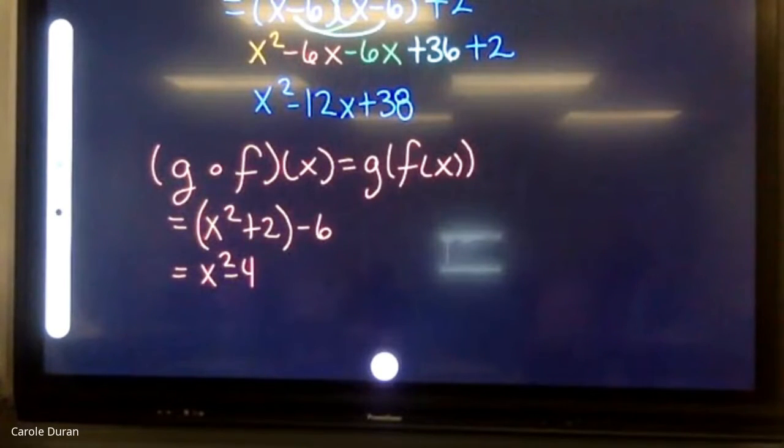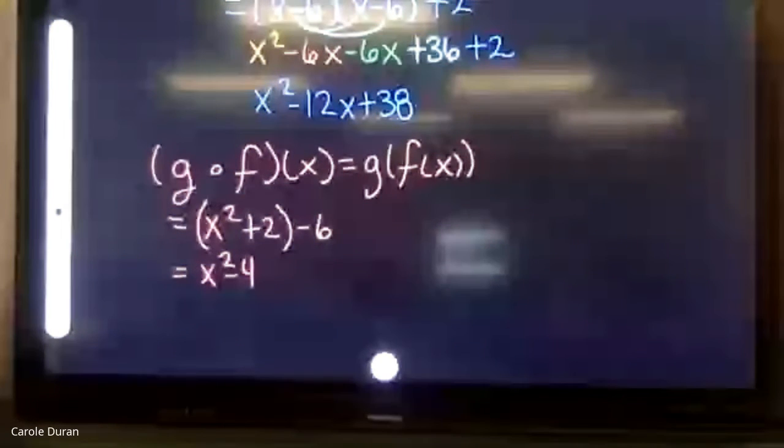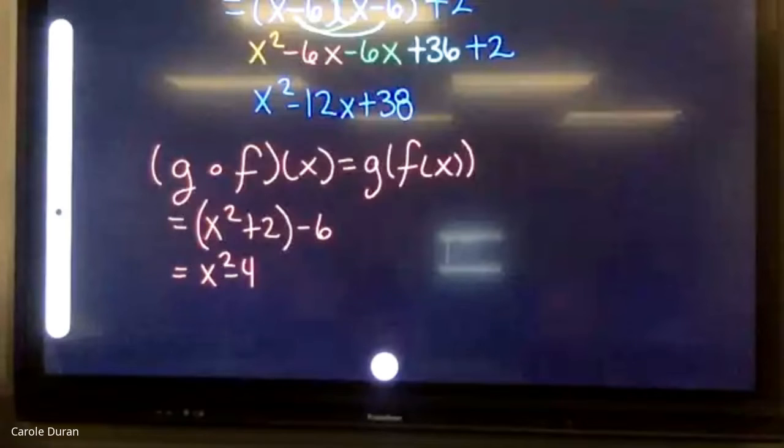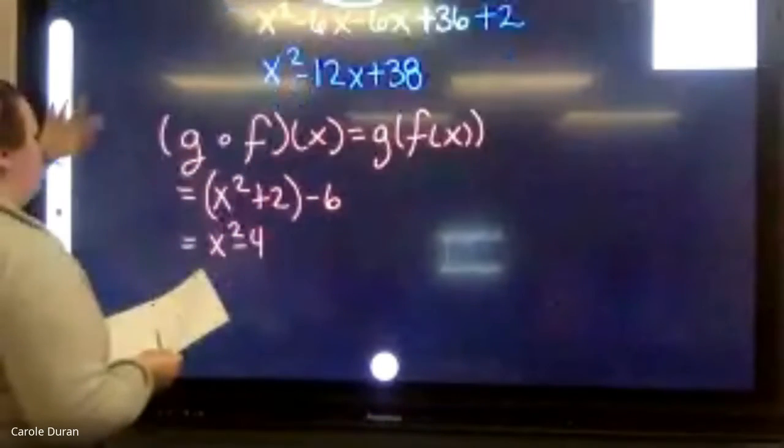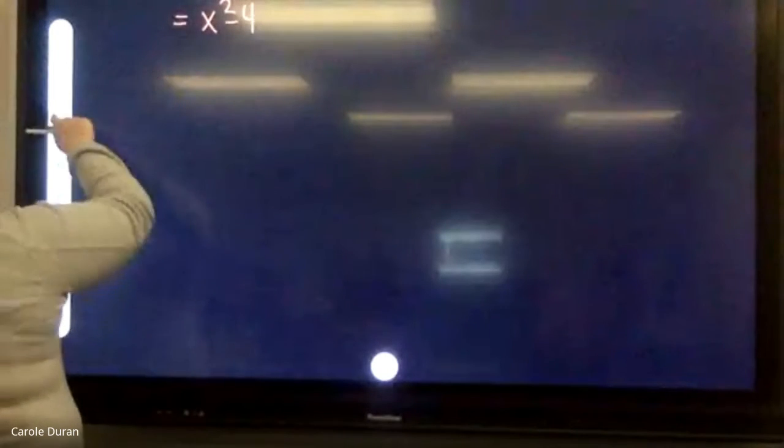Show of hands, how many of you got x squared minus 4? Good. Those of you who didn't, did we identify where the mistake happened? Is anybody confused by how we did this? We're good? Let's do another one. I know you're super duper loving this. Is there any steps after doing this? Yes, give me a second. We're just not there yet.